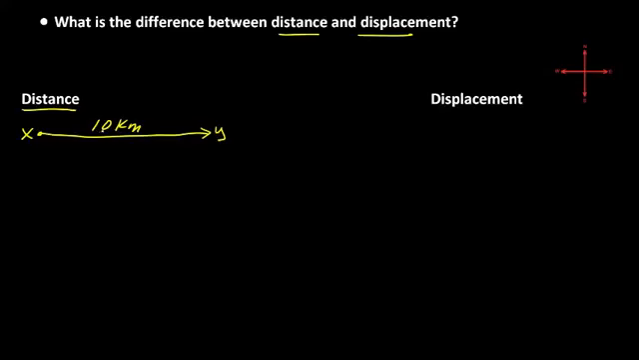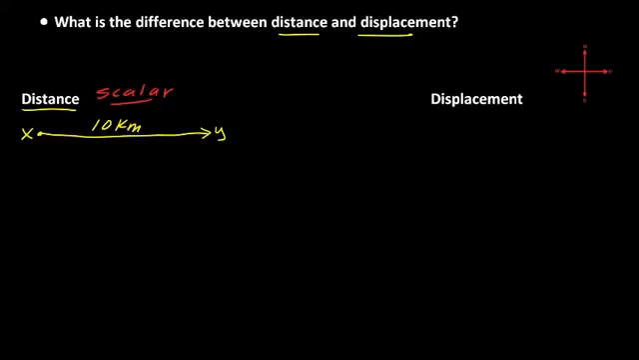Well, 10 kilometers, that is a scalar measurement. So the first thing you want to remember about distance is that distance is a scalar measurement. It does not have a direction. It is simply the length of the path traveled between the origin, your starting point, and your ending point, in this case at point Y. So I could say here that the distance I traveled was simply 10 kilometers.